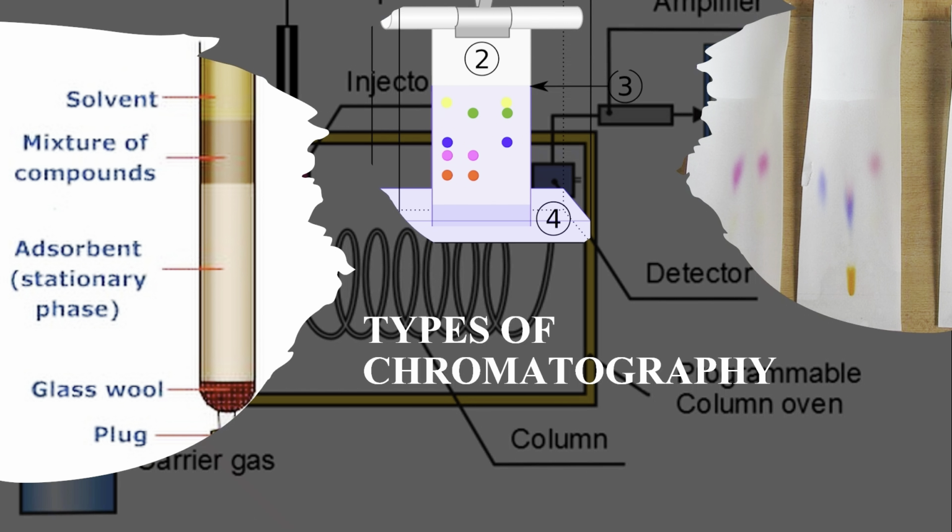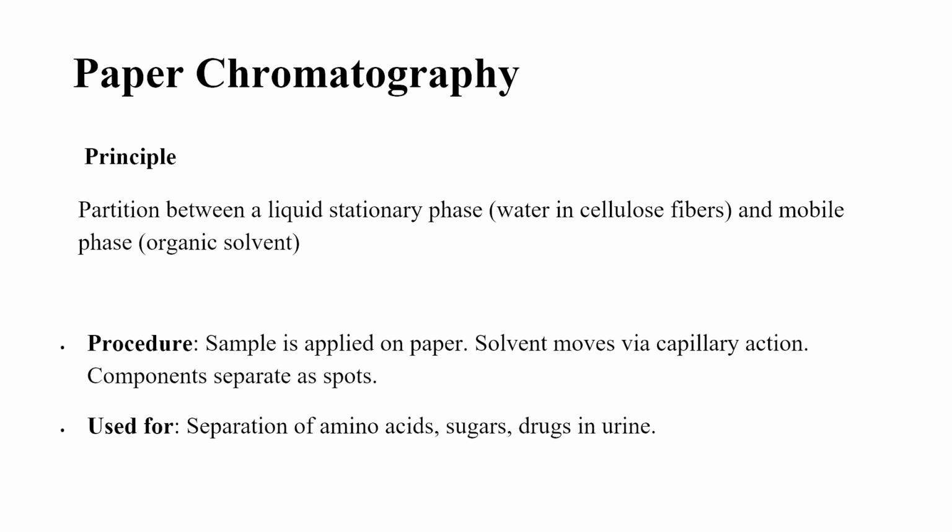So moving on to various types of chromatography. Firstly is paper chromatography. The principle here is partition. So partition between liquid stationary phase, that is water in cellulose fibers, and mobile phase, that is organic solvent. So the procedure is that a sample is applied on paper and solvent moves via capillary action. Components separate as spots. It is used for separation of amino acids, sugars, and drugs in urine.